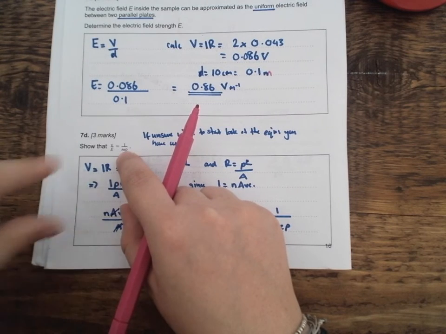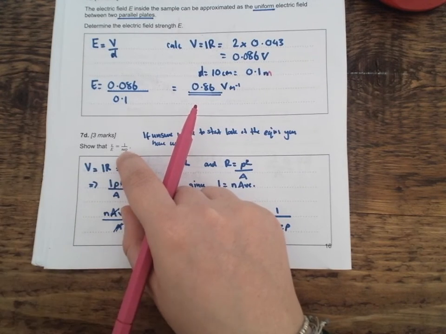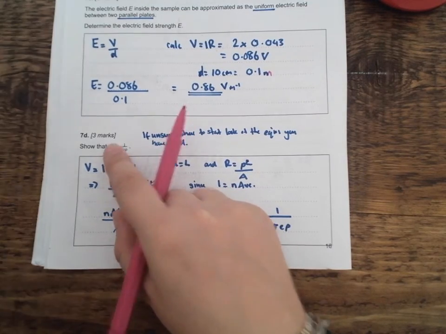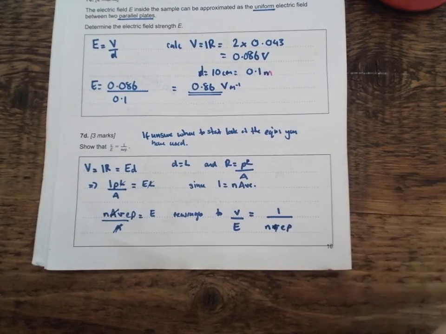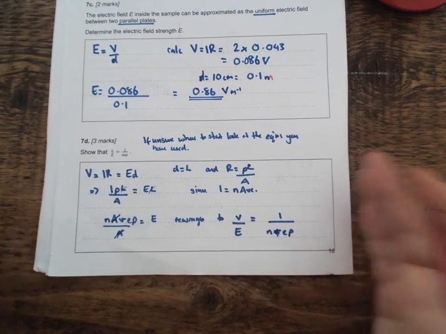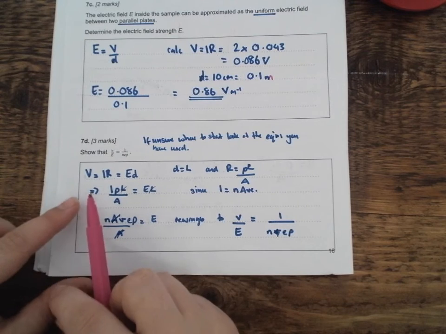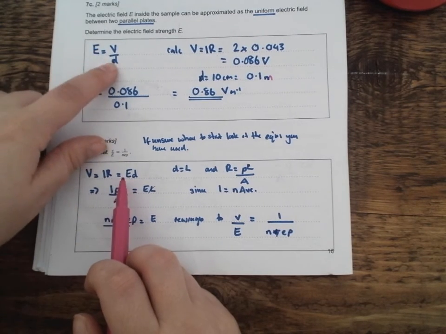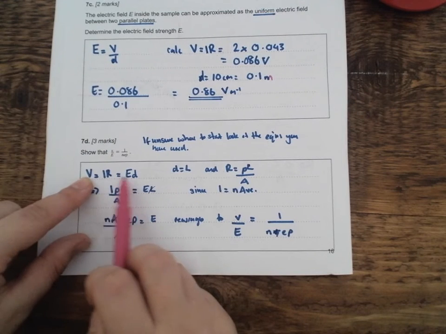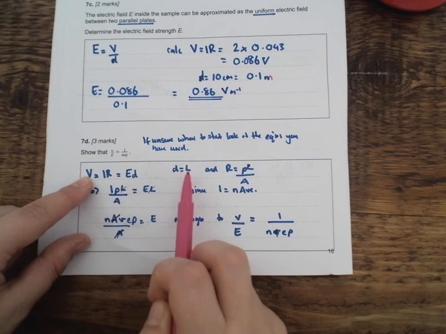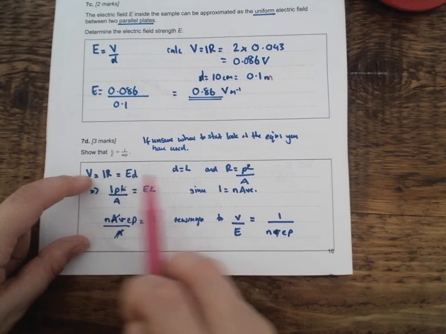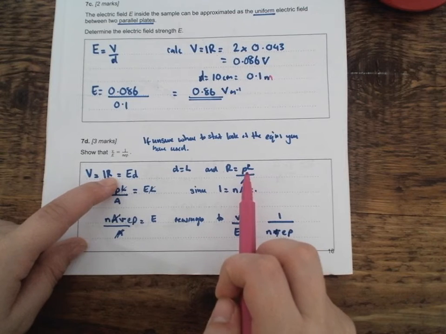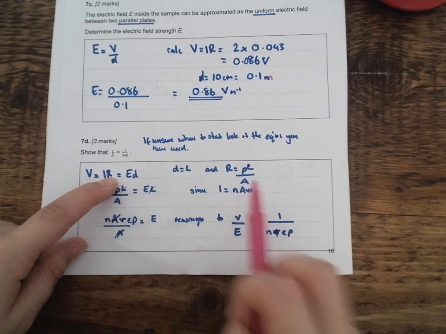I can see resistivity in there, so it tells me I'm probably going to have to use the resistivity equation. I've got velocity, so I'm probably going to have to use the I = nAve equation. I start to figure out which equations I have in here. So this is one way that we could solve this. I said that voltage is equal to IR. It's also equal to the electric field multiplied by d, the distance. Remember, d in this case is length, so I can sub that in for length. And R we can give by the resistivity equation, so R is equal to resistivity, length divided by area.